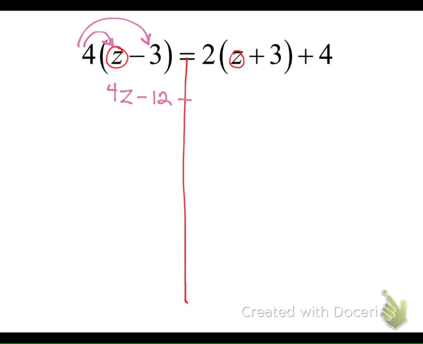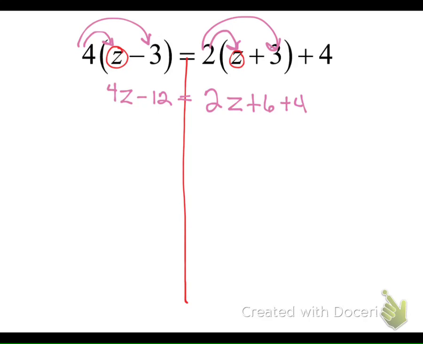Okay, so now I'm going to put my equal sign. I'm going to look on my right side here. Can I distribute on my right side? Yes. So what number am I using to distribute? So I'm going to take 2 times z and get 2z. 2 times positive 3 and get positive 6. And then what do I bring down? Plus 4. So what I basically did, I distributed on both sides if possible.